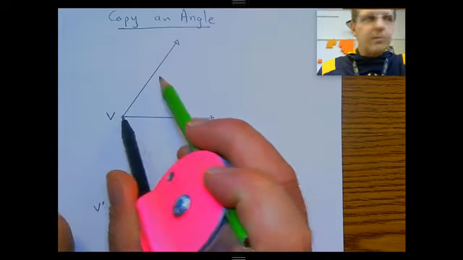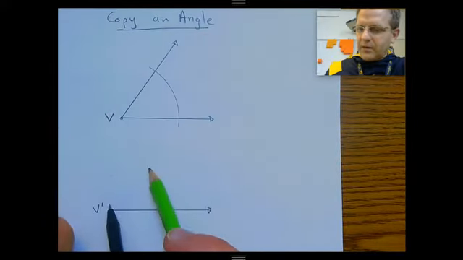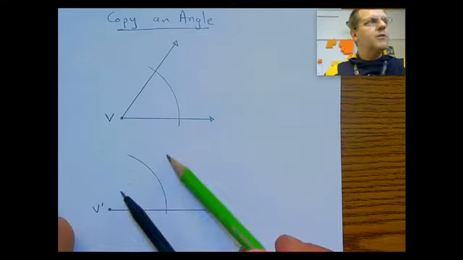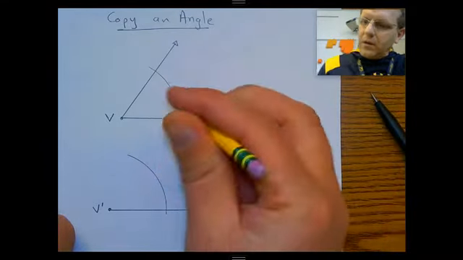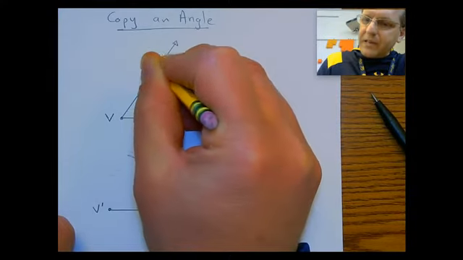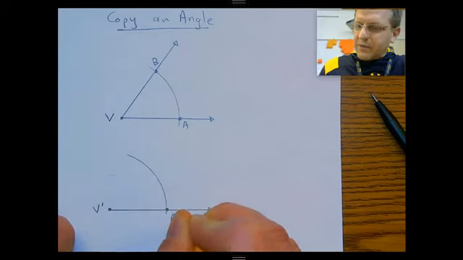So what if I put my stylus at V and I make an arc through here, and I put my stylus at V prime and put an arc through here. So just make sure they're the same. Same. So let's call this A and this B. These are our new points that we just created. So I think that means this must be A prime.